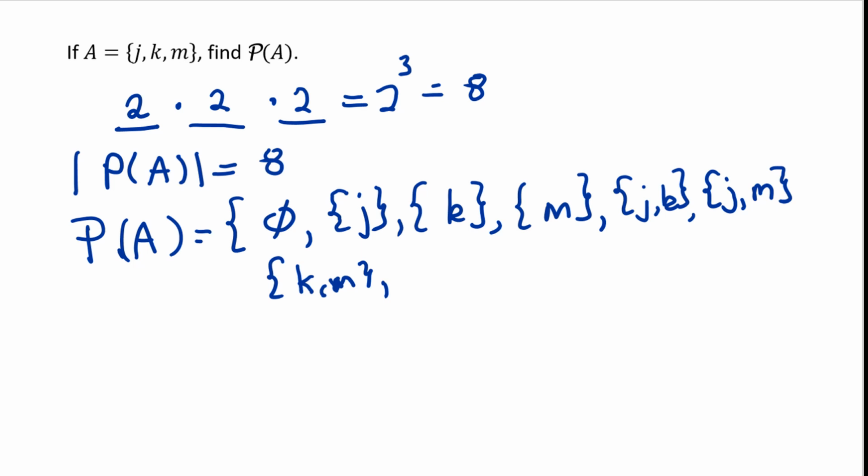Oh, we could have a subset that consists of the entire set. So we will list J, K, and M, and don't forget the final bracket, okay? Because you need the big brackets on the outside to denote the power set, and then the little ones for each of the subsets within the power set. And so I've got 1, 2, 3, 4, 5, 6, 7, 8 elements in the power set.